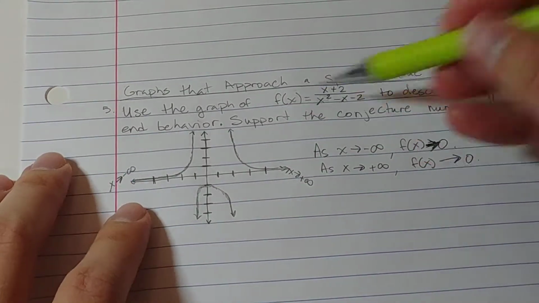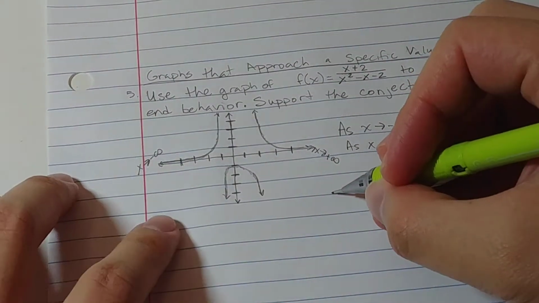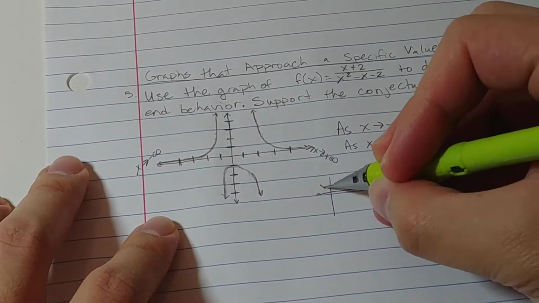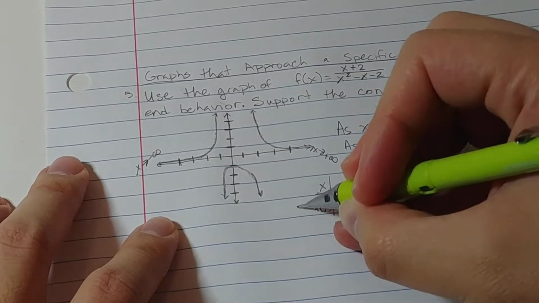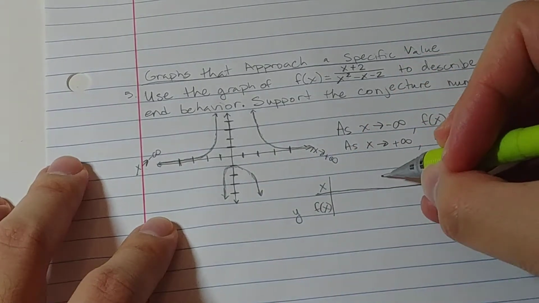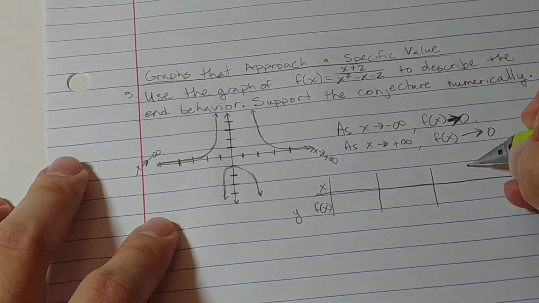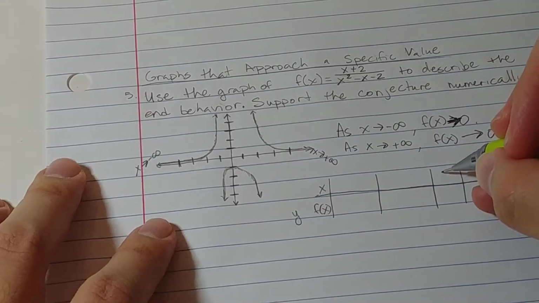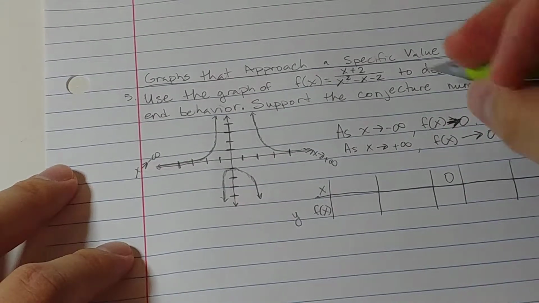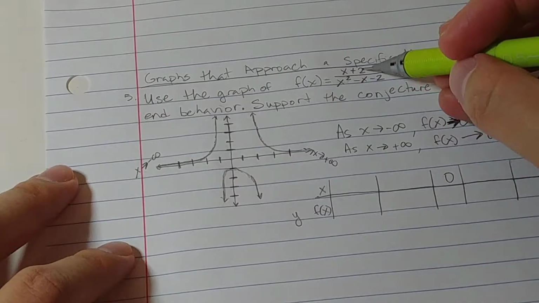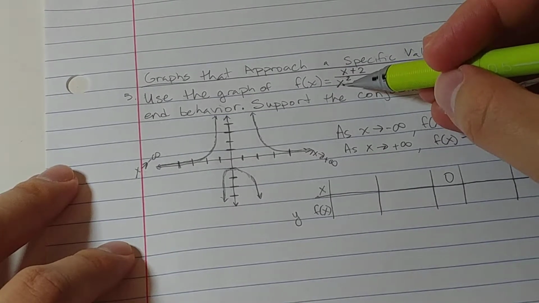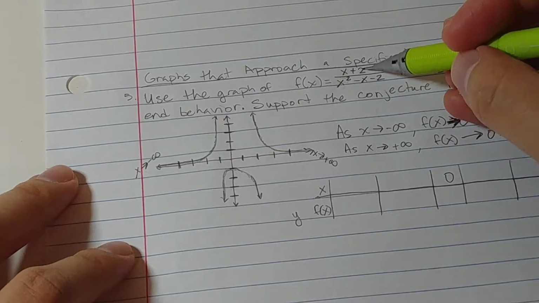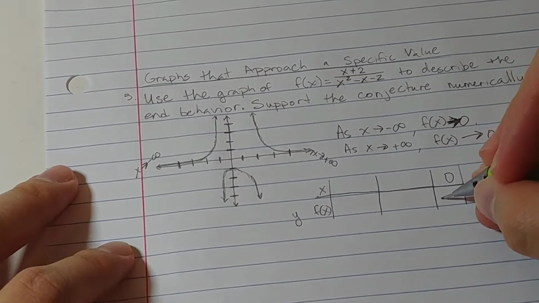And now we're going to support it numerically. So again, we're going to do our table, an x and f of x table. We just need 5 points again. Now in the middle we have 0. If you plug 0 in here, 0 plus 2 is 2, divided by 0 squared minus 0 minus 2, so we have 2 divided by negative 2, which is negative 1.